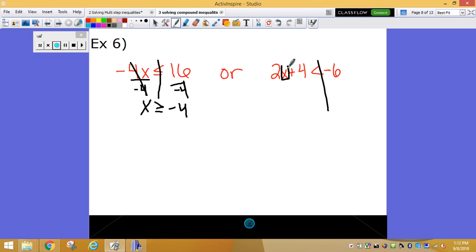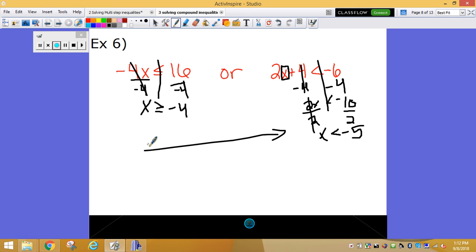I want x by itself. So I got to move the 2 and the 4. I'm going to move the 4 first. The opposite of adding is subtracting. So I have 2x. And negative 6 minus 4 is negative 10. Now I got to divide by 2. And don't flip it because we're dividing by a positive 2, and I get negative 5.